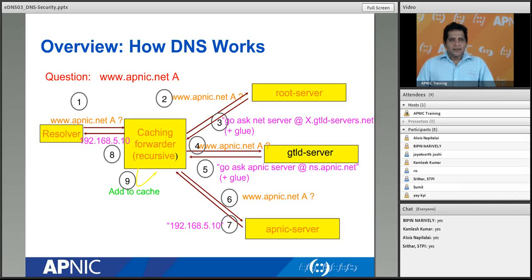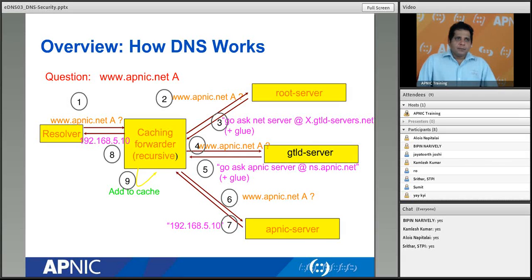Once the answer is given to the resolver, the answer is kept in the cache of the recursive server. This is also why we call these recursive servers caching servers, because they keep the answers in the cache based on the TTL values. Now this is how a DNS query works. A simple DNS query.